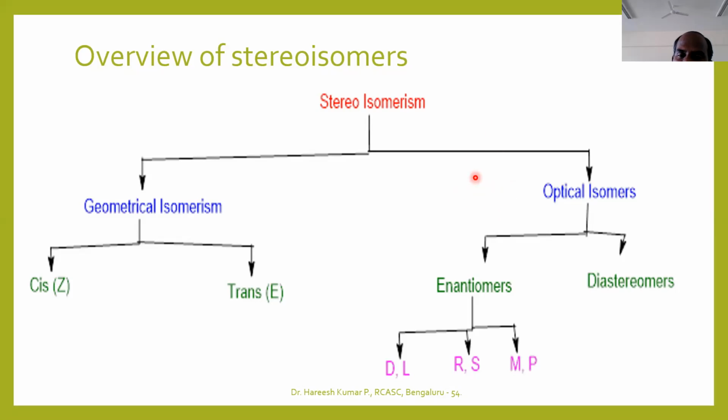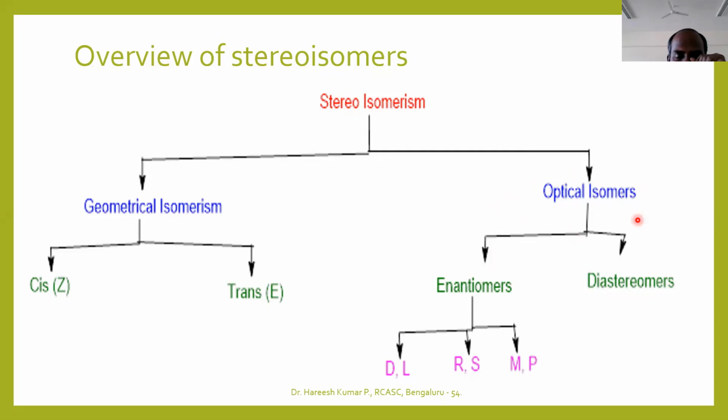When that plane polarized light is passed through a compound, more particularly optically active compounds, optically active meaning chiral compounds, such compounds have the ability to rotate the plane polarized light either right or left. The right rotated ones are called dextrorotatory, the left rotated ones are called levorotatory. This phenomenon is called optical activity, and the right rotated one and the left rotated one are called enantiomers or optical isomers. So this is about the optical isomers.